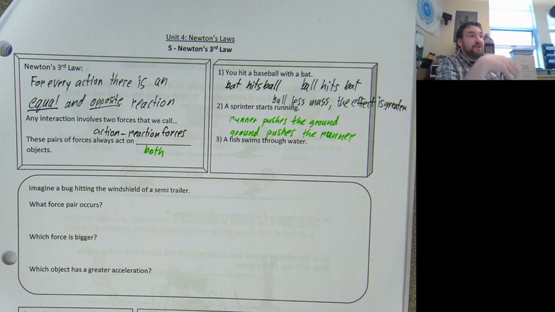The only way for the fish to go forward is if the water is also doing what? Pushing back on the fish. You don't see the water move because the water has so much more mass. The fish moves because it has less mass, but there's a push both ways. If the water doesn't push back, the fish doesn't move.